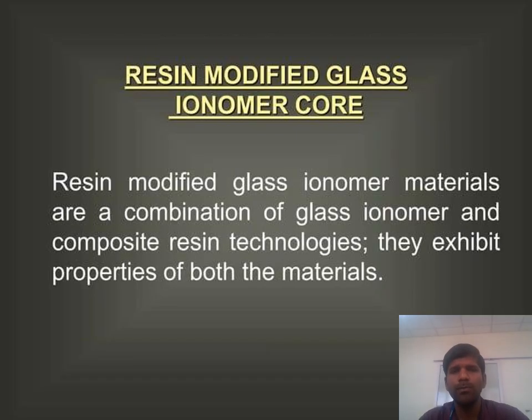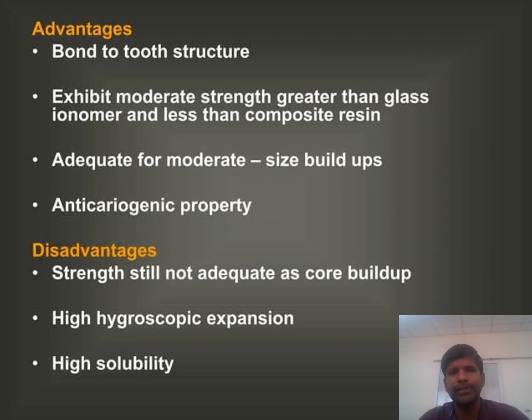Coming to the resin modified glass ionomer core, resin modified glass ionomer materials are a combination of glass ionomer and composite resin technologies. They exhibit properties of both the materials. The advantages include it bonds to the tooth structure well, it exhibits moderate strength, which is greater than glass ionomer and less than composite resin. It is adequate for moderate sized buildups and it has good anti-cariogenic property due to fluoride release.